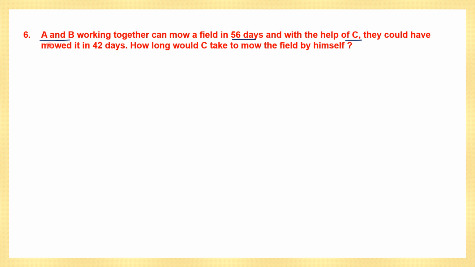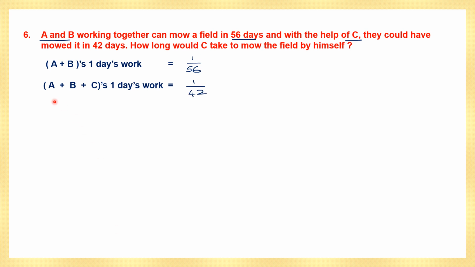So let's write what's given to us. Now, A and B together can mow it in 56 days. So we need to find the work done in 1 day. So A plus B's 1 day's work is 1 by 56. This is the work done by A and B in 1 day. Now together with C means A plus B plus C. So they can do it in 42 days, so 1 day's work will be 1 by 42.